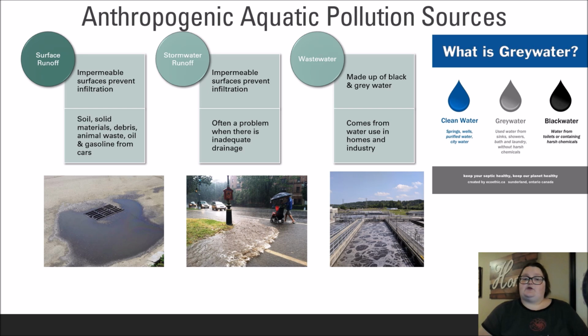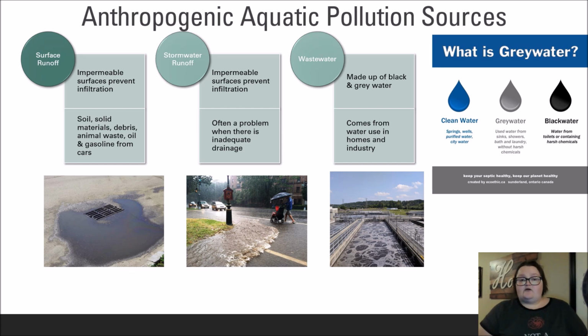Let's discuss the major components of aquatic pollution that come from human sources. These are broken down into 3 separate categories: surface runoff, stormwater runoff, and wastewater. Surface runoff occurs when water cannot infiltrate soil due to an excess of impermeable surfaces. The water is often contaminated with things such as oil or gasoline that has leaked from a car, solid debris like trash and fallen leaves, or other components.